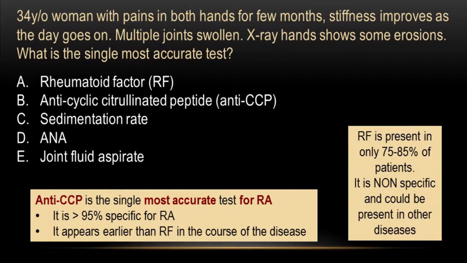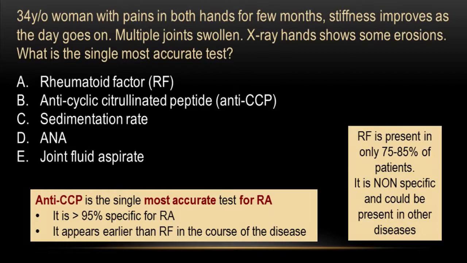Anyways, this lady has multiple joints swollen, and the X-ray will show some erosions. So we have the criteria to diagnose rheumatoid arthritis. What is the single most accurate test to verify the diagnosis? Is it rheumatoid factor or is it this anti-cyclic citrullinated peptide, anti-CCP? Well, it is anti-cyclic citrullinated peptide.